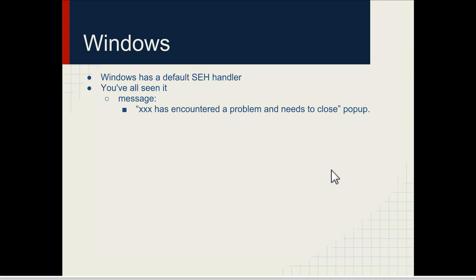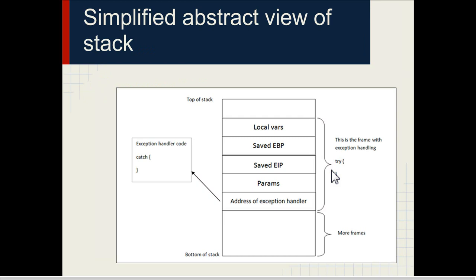So you've all seen structured exception handlers. This is a simplified abstract view of the stack. A couple more minutes left, so I'll get to the end of this and have to stop. So you have basically the top of the stack, you have your local variables, saved EBP, and then what's important on the right is that the diagram tries to show you what is relevant to the try block. These variables on the stack are all relevant to the try block. And at the very bottom is the address of the exception handler, and that points off to the actual code that's executed to handle the catch, to evaluate the exception.